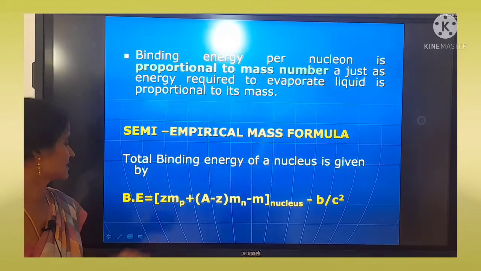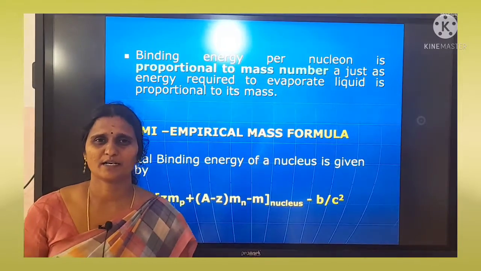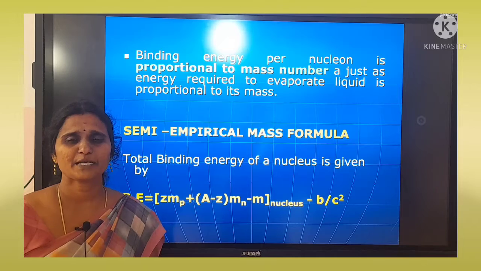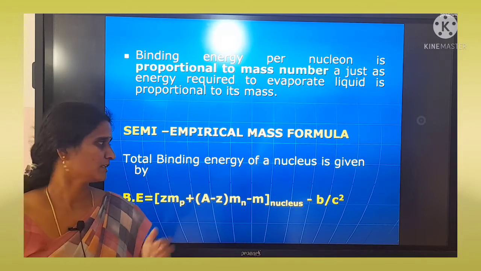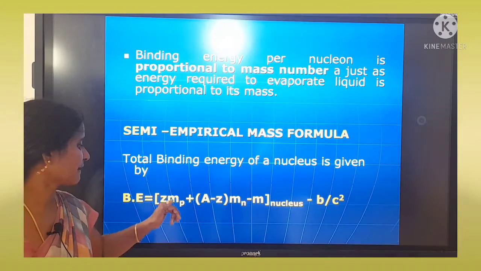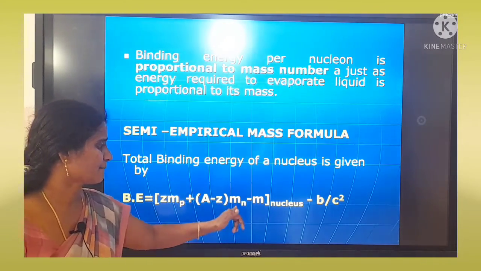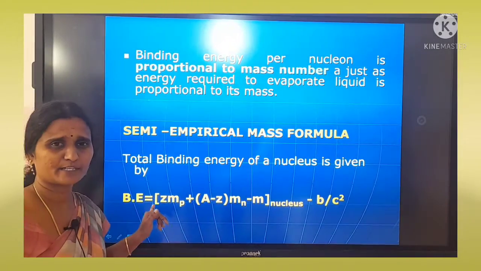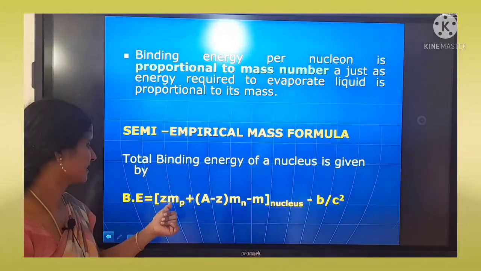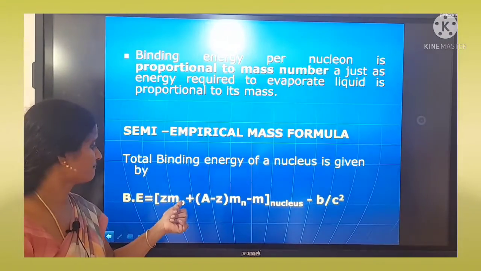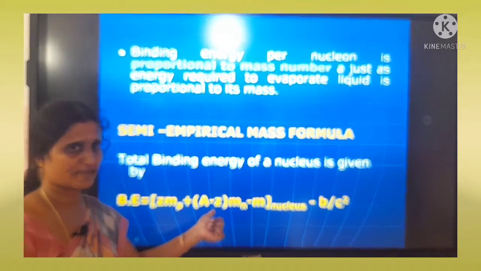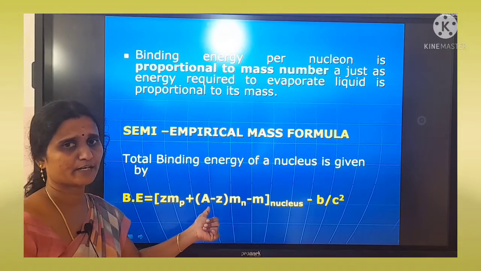The next one is the semi-empirical mass formula. This formula was proposed by Weizsacker to find the binding energy of the nucleus. The binding energy of the nucleus is given by the equation: B = [Z mp + (A - Z) mn - M] c squared. Z is the atomic number, which means the number of protons. Mp is the mass of the proton. A is the mass number, and A minus Z is equal to N, the number of neutrons.